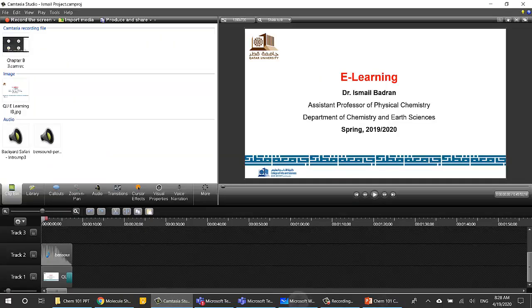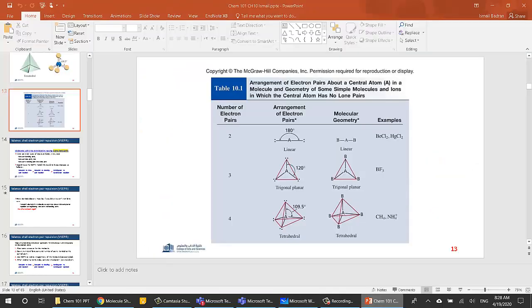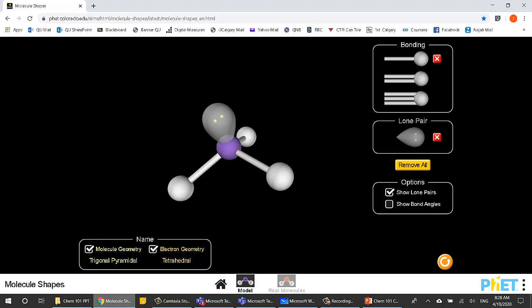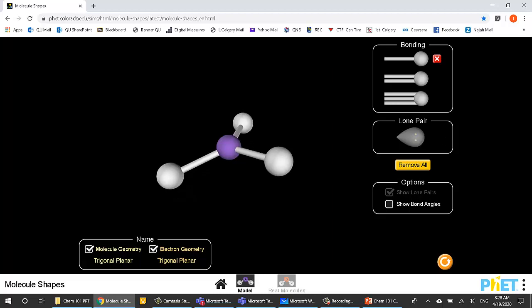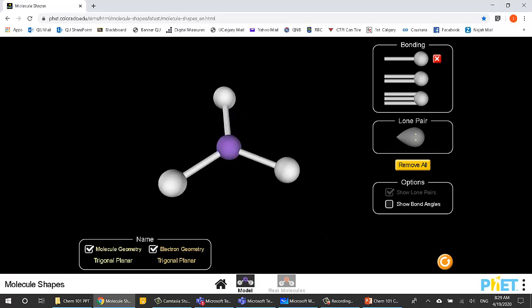So here, this is called trigonal pyramidal. Remember, this is not trigonal planar. This is trigonal pyramidal. If you remove the lone pair, this is now another family and another child. This is a totally different story. The arrangement of electron pairs is 3, so it's called trigonal planar, and the shape is trigonal planar.